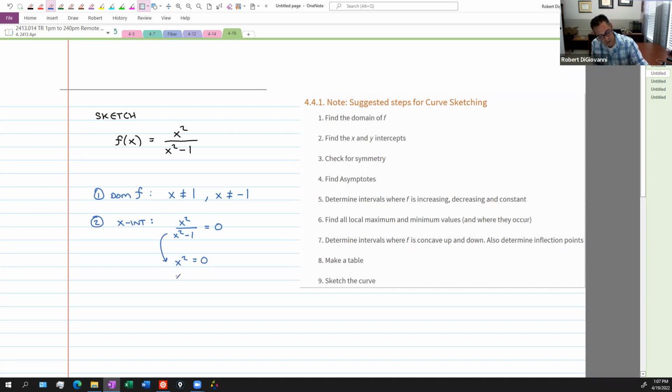And then the only solution to that is 0 itself. So I have an x-intercept at 0. My graph actually touches the x-axis at 0. Now, y-intercepts, those are easier to find.